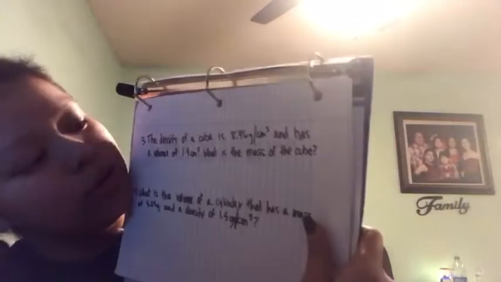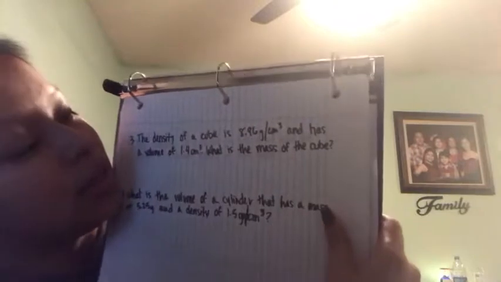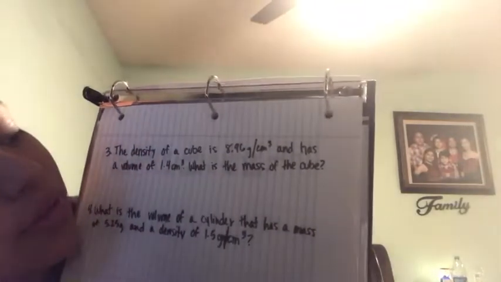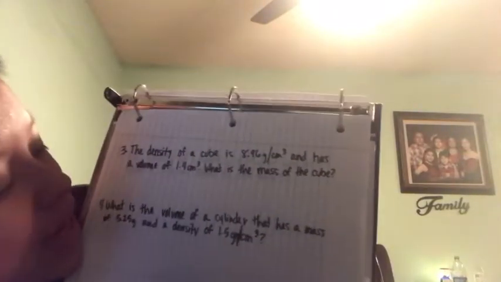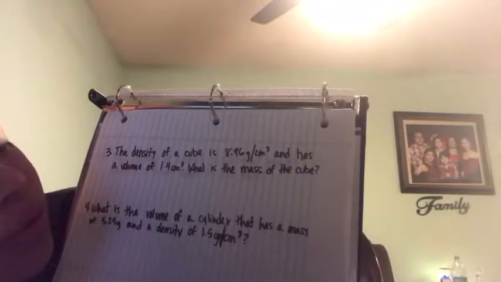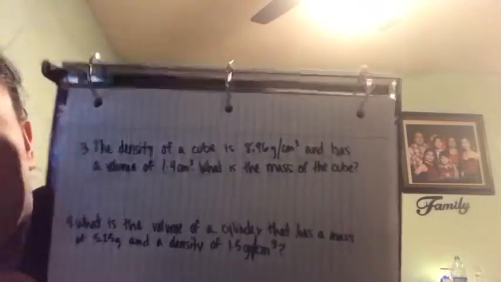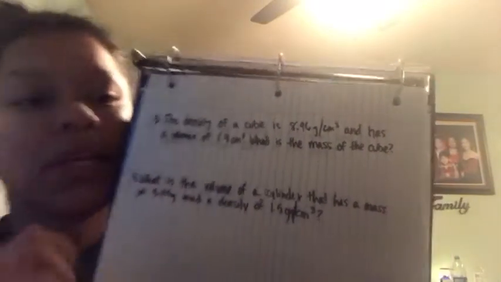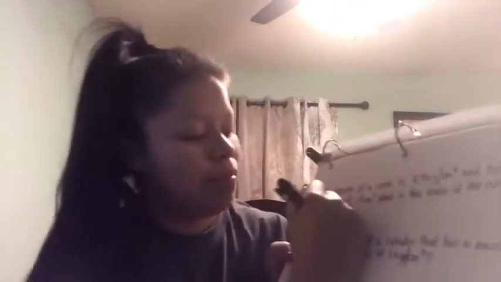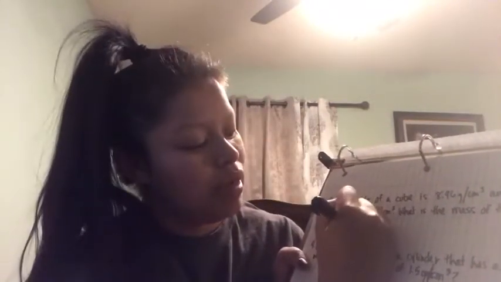So problem number 3 states that the density of a cube is 8.96 grams divided by centimeters cubed, and it has a volume of 1.4 centimeters cubed. What is the mass of the cube? So for this one, it's asking for the mass. From the formulas that we saw, mass equals density times volume.